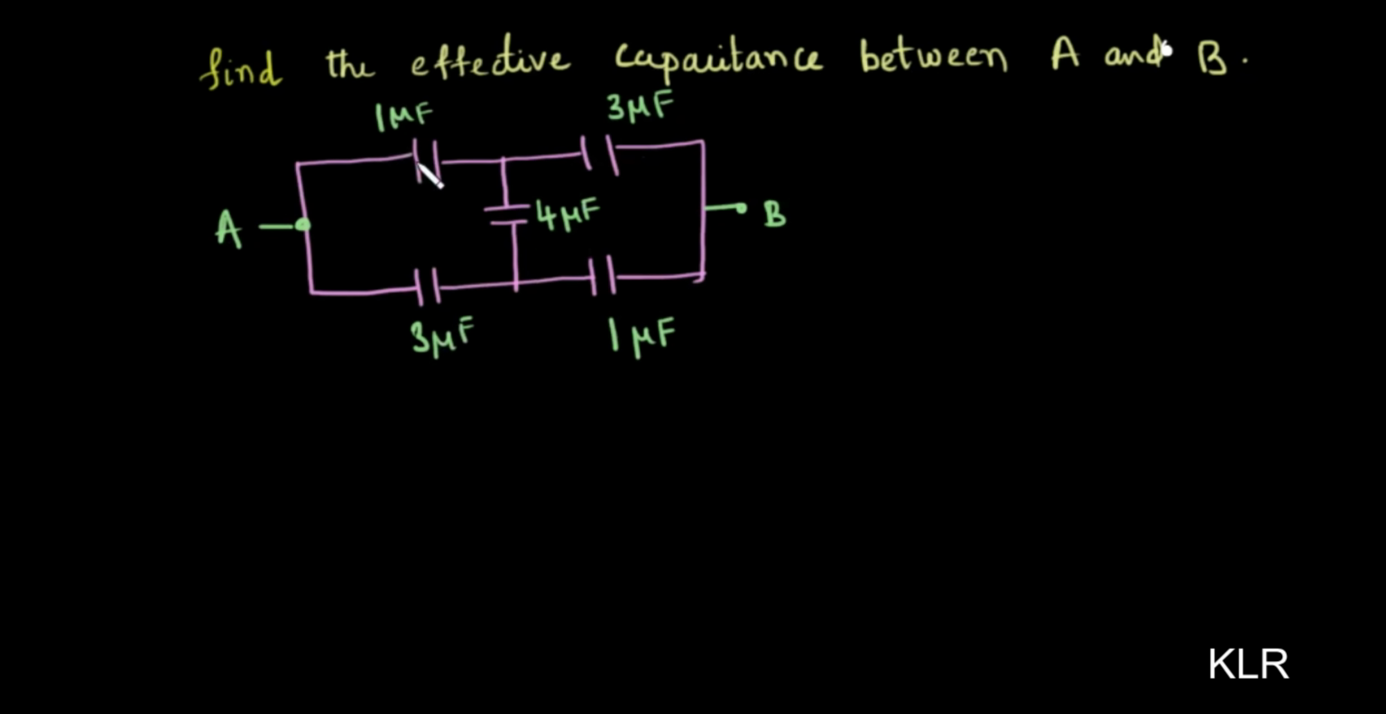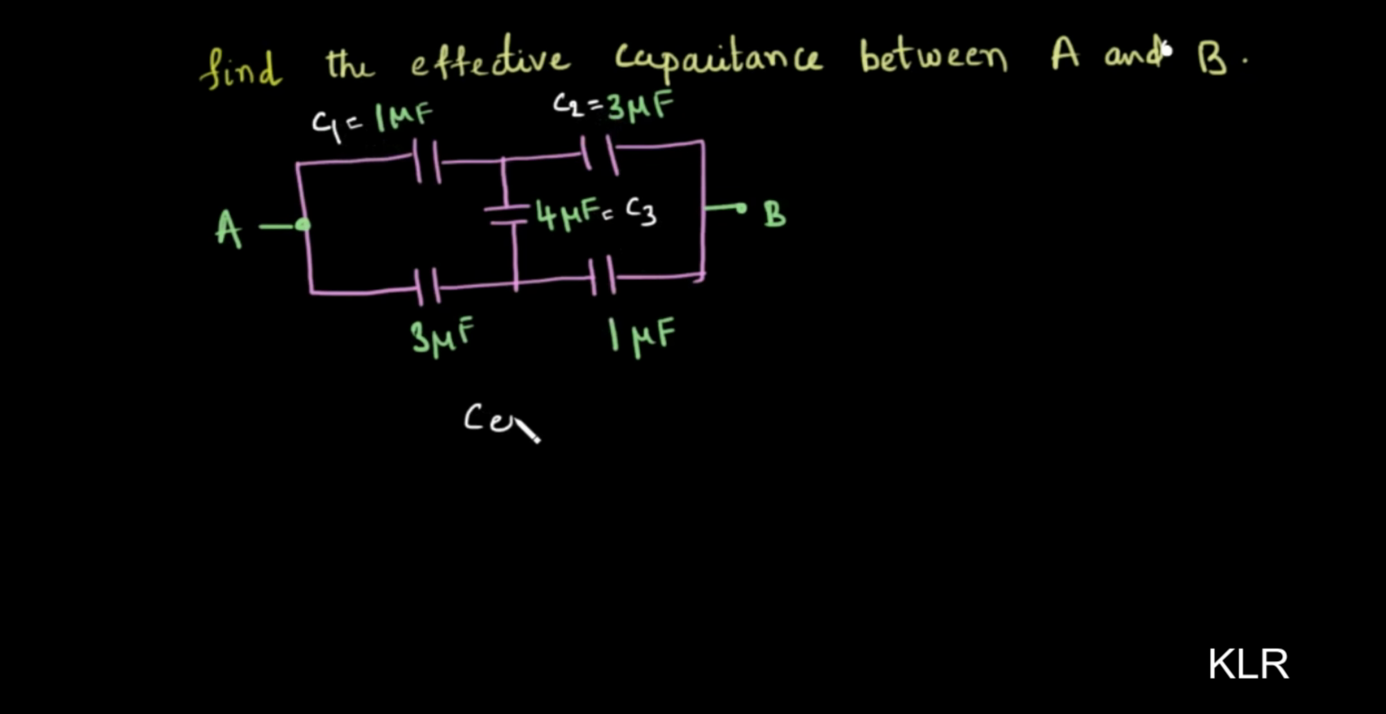See the symmetry here. This is an unbalanced Wheatstone bridge because P by Q is not equal to R by S. This is 1 by 3 and this is 3 by 1. So this is an unbalanced Wheatstone bridge. For an unbalanced Wheatstone bridge, let us assume that this capacitance is C1, this is C2, this is C3.